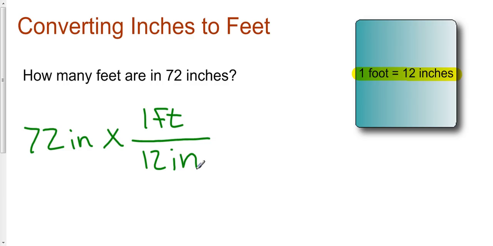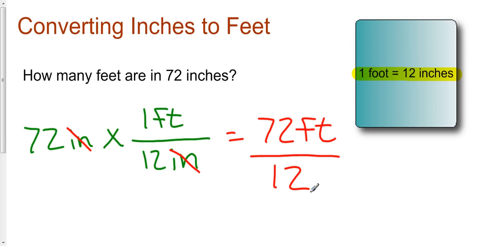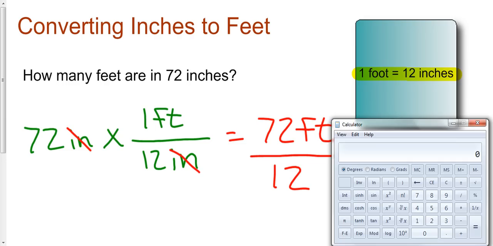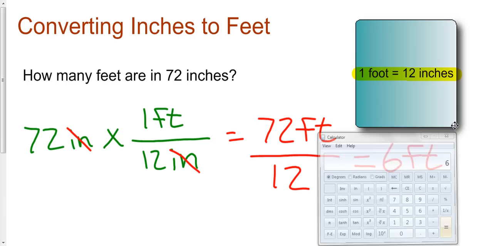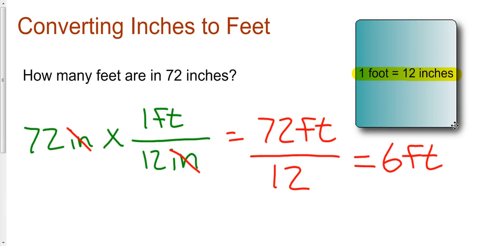So what happens here? The inches cancel out with the inches. I have inches on top and I have inches on the bottom. When I'm multiplying a whole number by a fraction, it's top times top, so I wind up getting 72 feet on the top, and what's left on the bottom is simply the 12. If you're good with your 12 times tables, you'll know here that the answer is 6 feet. If not, you can always pull out a calculator. 72 divided by 12 is equal to 6, which means that there are 6 feet in 72 inches.